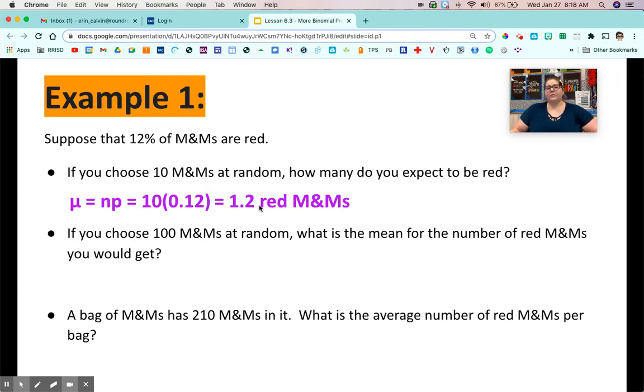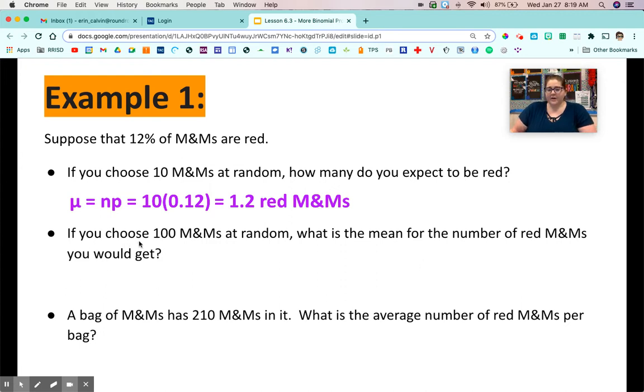Now, obviously, in a real life situation, we can't have 1.2 red M&Ms, but keep in mind this is an average. So we're always going to keep it as a decimal. Don't round it to a whole number unless you're asked to, because this represents an average of how many red M&Ms we would get per group of 10 if we were to do this over and over again. So keep it as the decimal, even though it feels unrealistic.